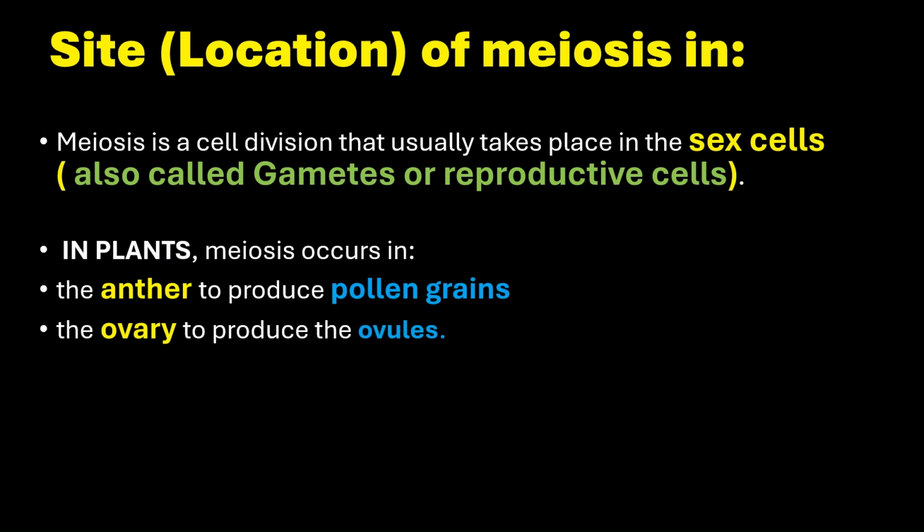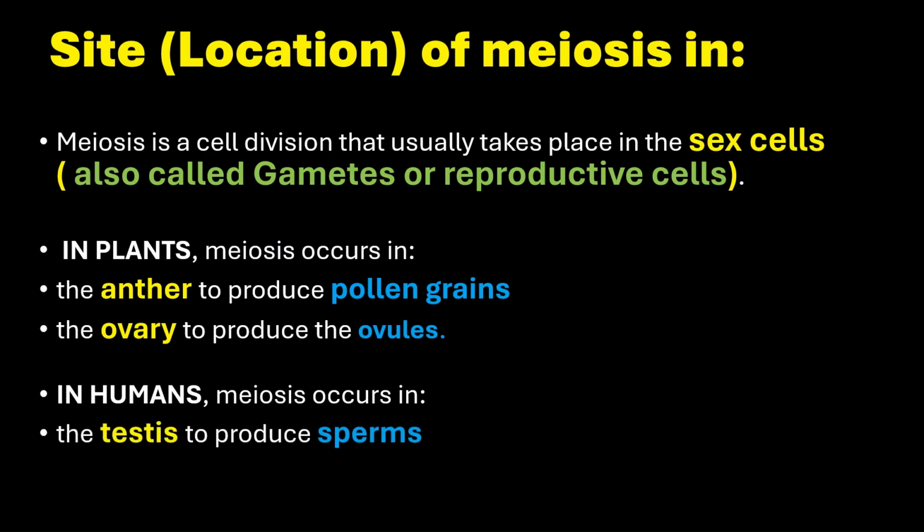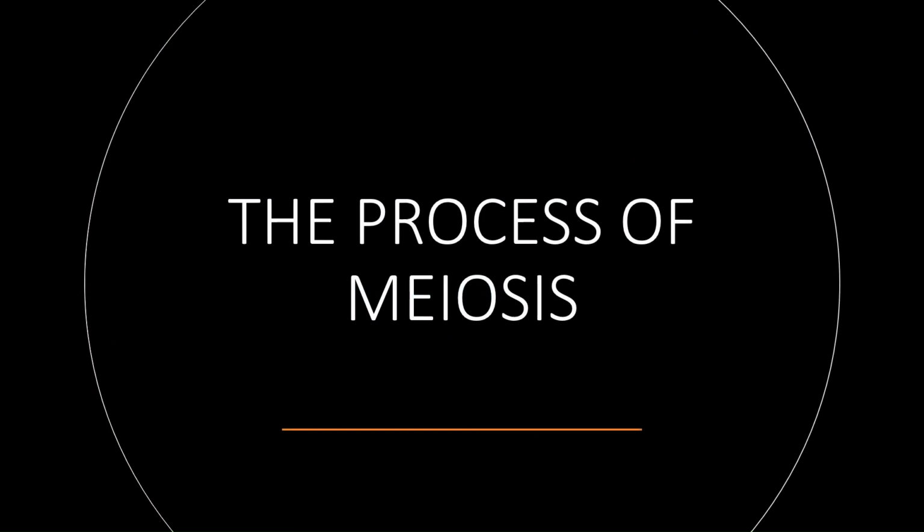In other words, in the male part of the plant called the anther, meiosis occurs to produce pollen grains, whereas in the female part called the ovary, it occurs to produce ovules. What about humans? In humans, meiosis occurs in the testes of males to produce sperms, and it also occurs in the ovary of females to produce ovum.